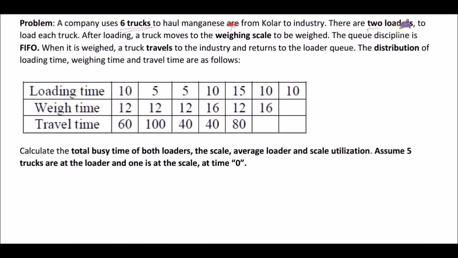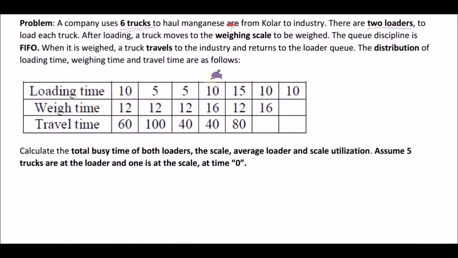There are 2 loaders to load each truck. After loading, a truck moves to the weighing scale to be weighed. The queue discipline is FIFO. FIFO is nothing but first in, first out, just like a queue. When it is weighed, a truck travels to the industry and returns to the loader queue. The distribution of loading time, weighing time, and travel time are as follows. Calculate the total busy time of both the loaders, the scale, the average loader time, and the scale utilization. Assume that the 5 trucks are at the loader and 1 is at the scale at time 0.